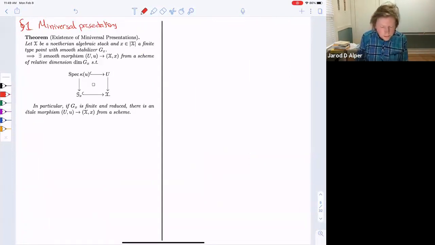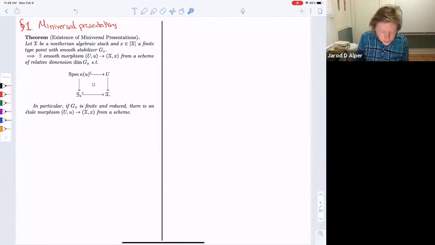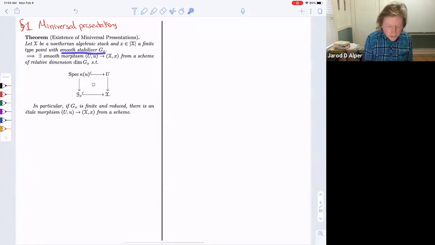So let me walk you through the statement. We have an Artinian algebraic stack, and we have a finite type point. And we assume that the stabilizer is smooth. As a small technicality, a point is just a point of the topological space. To define the stabilizer associated to the point, you need to choose a field valued representative of that point. But whether it's smooth, or reduced, or its dimension, is independent of what representative you take. So I'm requiring that for all representatives, or equivalently for one representative, the stabilizer is smooth.